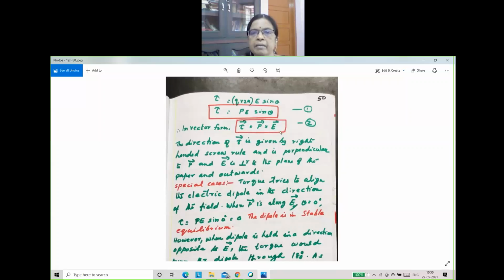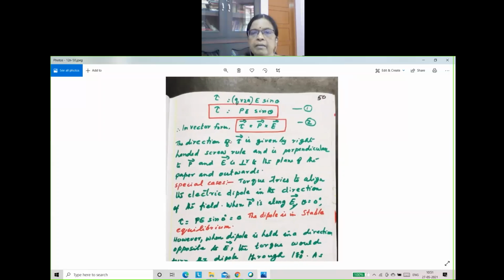So in vector form, this is the magnitude, and the direction of torque will be perpendicular to both P and E. It is given, last year we have studied. The direction is given by the right-handed screw rule. Vector tau is perpendicular to both the vectors. Understand? And special cases: when is the torque maximum? When theta is 90, the angle between P and E is 90.